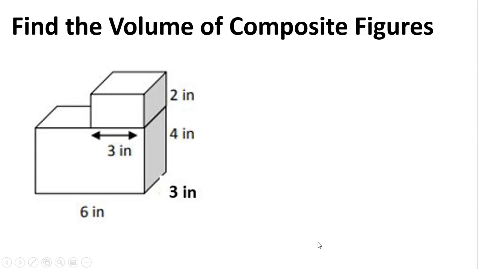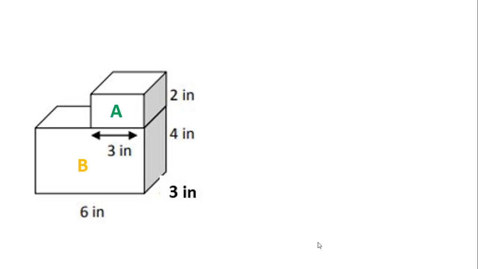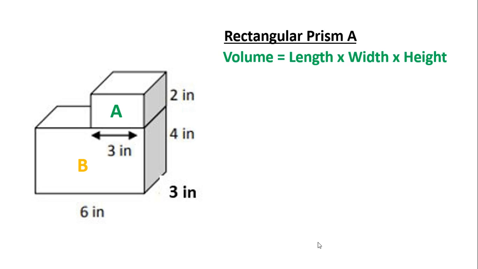So let's try to find the volume of this composite figure. Here, this composite figure is made up of two different rectangular prisms. The one on top is rectangular prism A, and the one on the bottom is rectangular prism B. We're going to start by finding the volume of rectangular prism A. Remember, the volume formula is length times width times height.